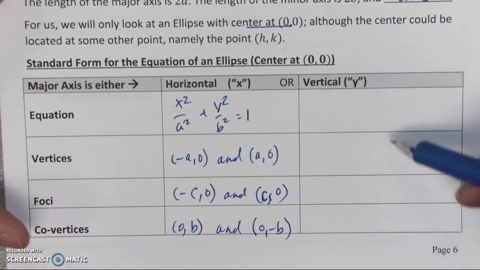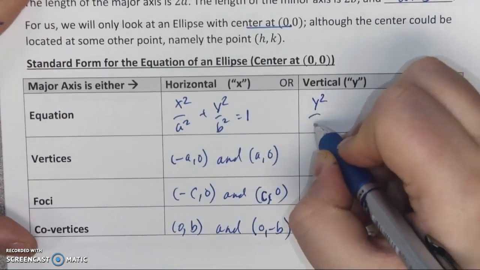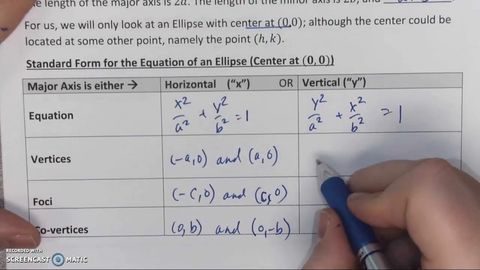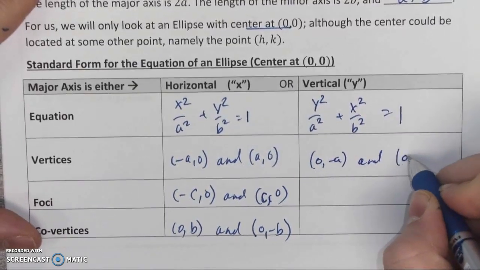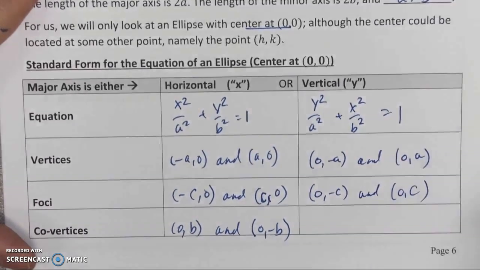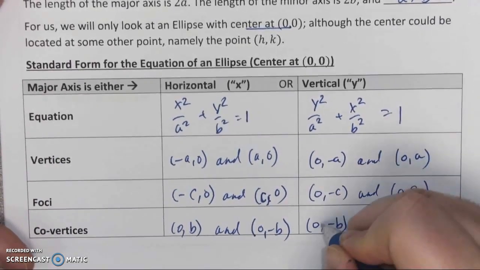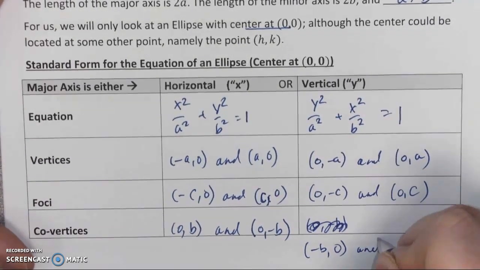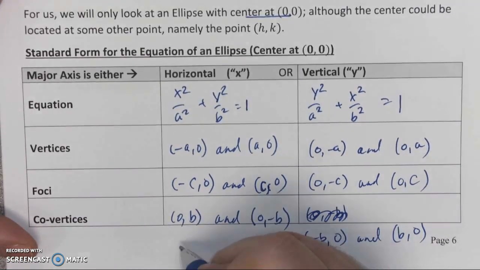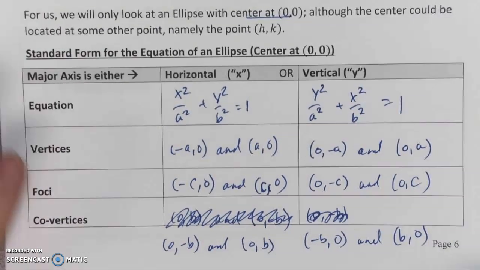Going now to your vertical, having your y-axis as your major axis, we're going to have y squared over a squared plus x squared over b squared equals 1. Your vertices are (0, negative a) and (0, a). The foci are (0, negative c) and (0, c). And the co-vertices, I wrote these ones in the wrong order, so really this one should say (0, negative b) and (0, b). That's really what you should have.